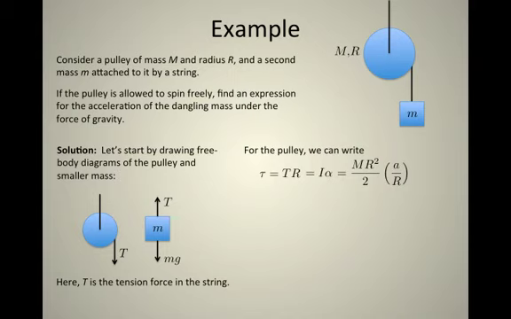So this is about where we're at with the pulley. Now we move on. We can eliminate some R's here. T equals Ma over 2.